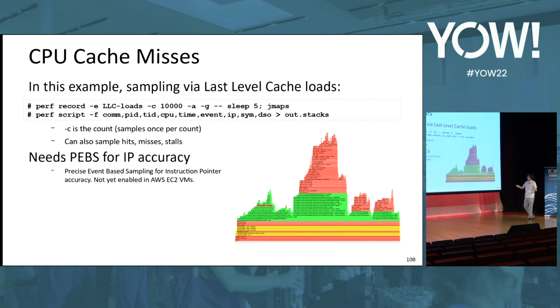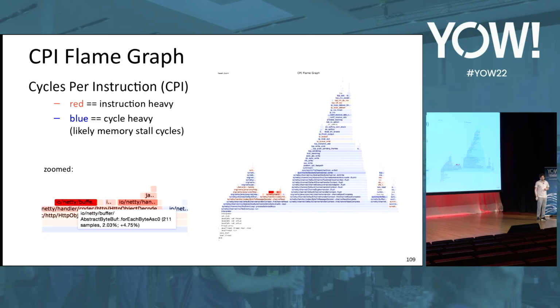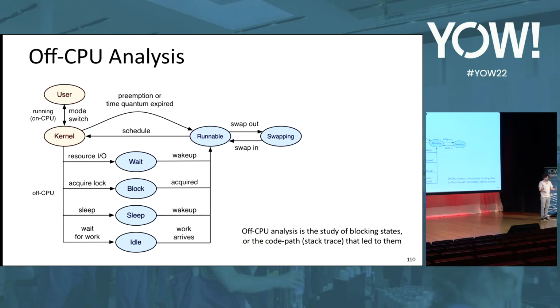Cache misses, I can do hardware-style things. If you're on Intel, you need PEBS for IP accuracy, precise event-based sampling. CPI flame graph, I'm taking the differential palette, but I'm showing you where your CPU is hot versus memory hot using red and blue. And then off-CPU flame graph, which solves everything that's not CPU time. CPU time is in pink, and off-CPU time is in blue.